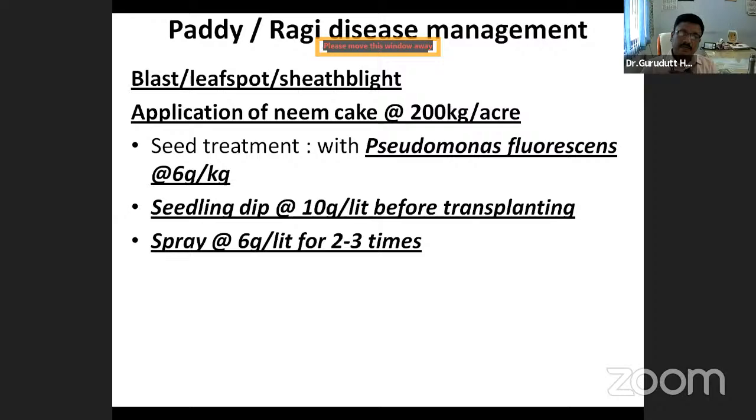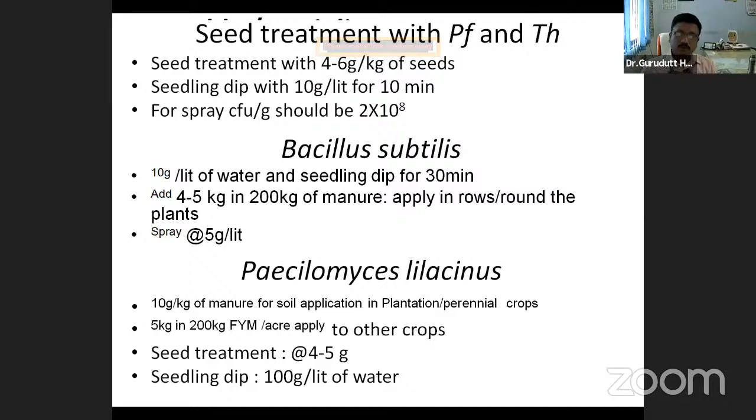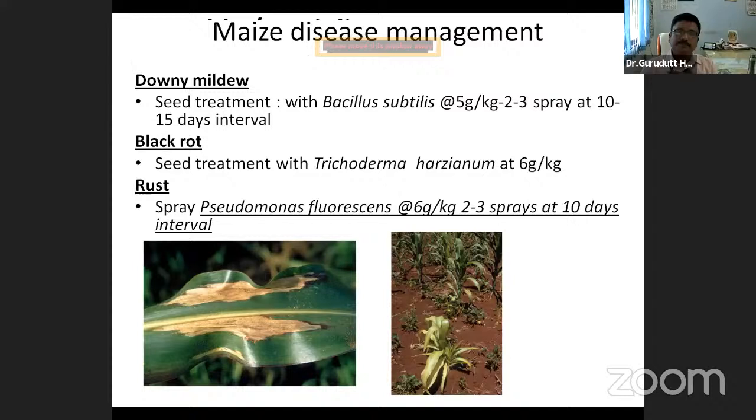So we have seed treatment with Bacillus subtilis. Even Paecilomyces lilacinus is also advised to manage the nematode problem. Even in maize, I was seeing maize also being grown there, and then I picked up this slide. So downy mildew, black rot, and rust can also be effectively managed with Bacillus subtilis and Pseudomonas fluorescens, both as a seed treatment as well as a spray.